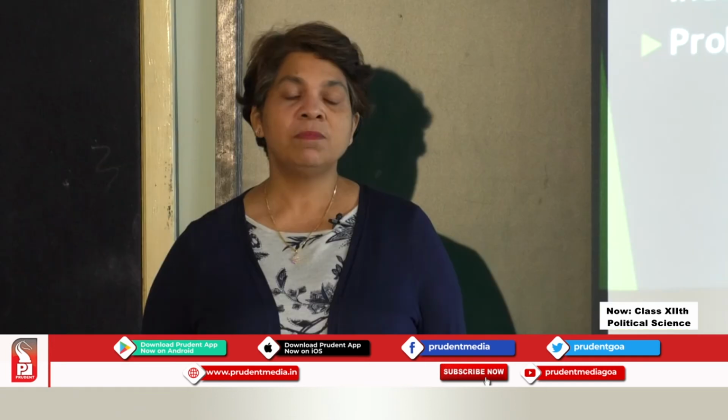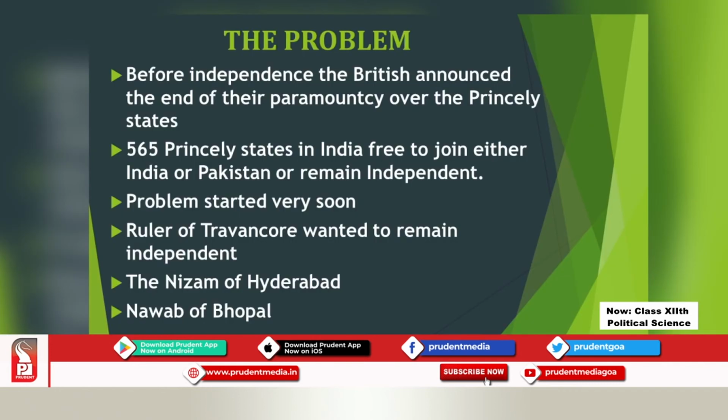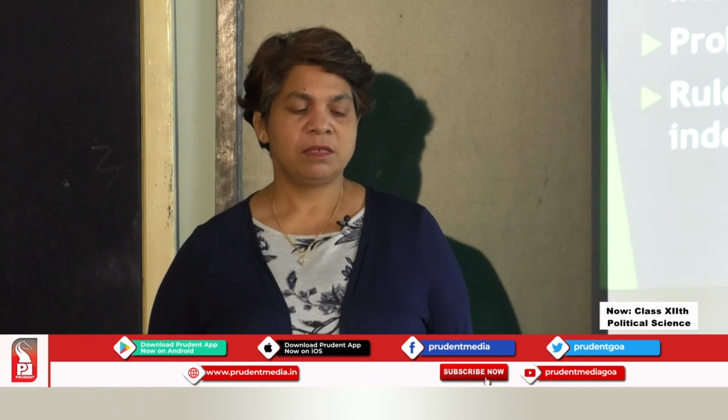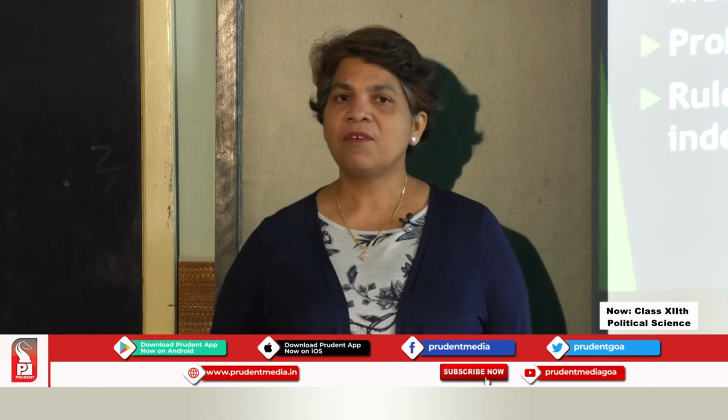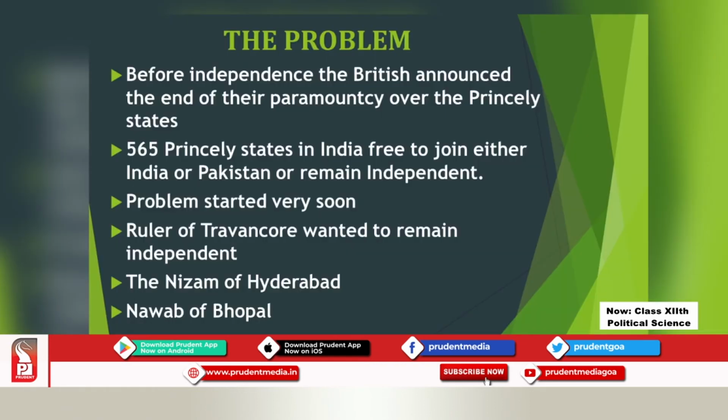Now, here the problem started. As soon as this message was given, rulers one after the other started coming out with their desire, and each one said that they wanted to remain independent. The first was the ruler of Travancore, who said that I don't want to join India nor Pakistan, but I want to be independent. Then followed the Nizam of Hyderabad, who also wanted to remain independent. Then came the Nawab of Bhopal, who also wanted to remain independent.